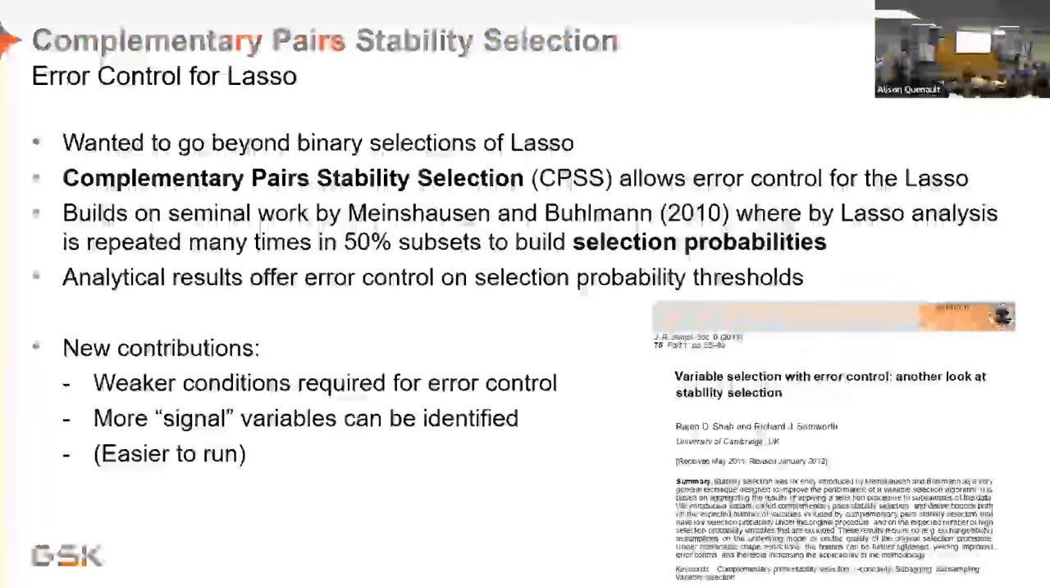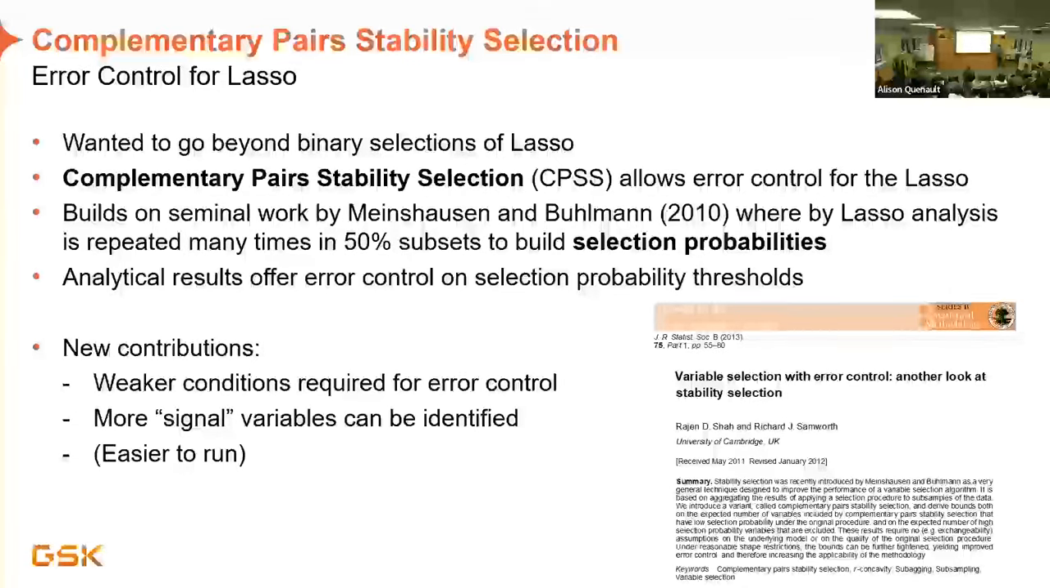Meinshausen and Bühlmann proposed stability selection, where you take an algorithm like lasso and repeatedly run it on 50% random samples of your data set. By doing so for a hard selection procedure like lasso, where things are in or out, by repeating it many times on lots of subsets, you build up selection probabilities. The really nice thing in the original Meinshausen and Bühlmann paper is they work out analytically, if you were to apply different thresholds on these selection probabilities, what false discovery rate level you would be controlling. And it's an analytical theoretical result, so of course it comes with assumptions.